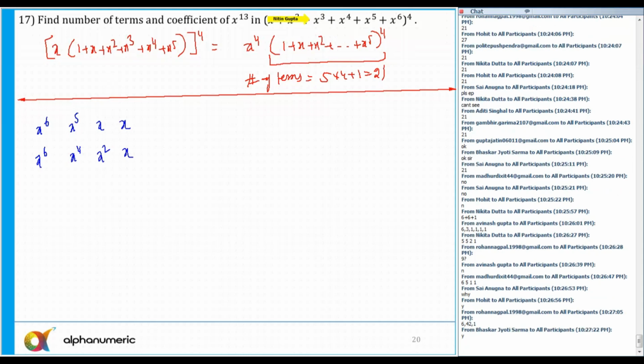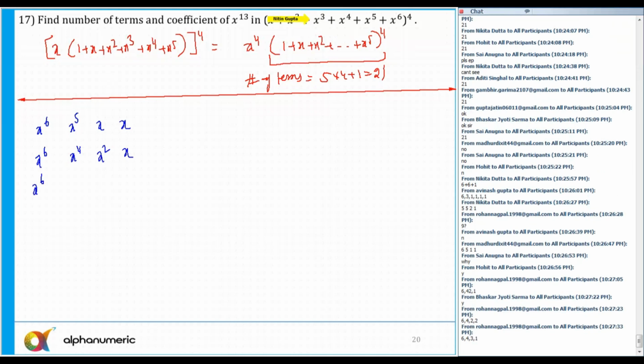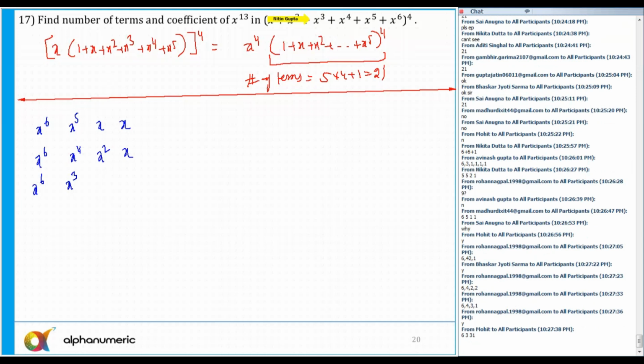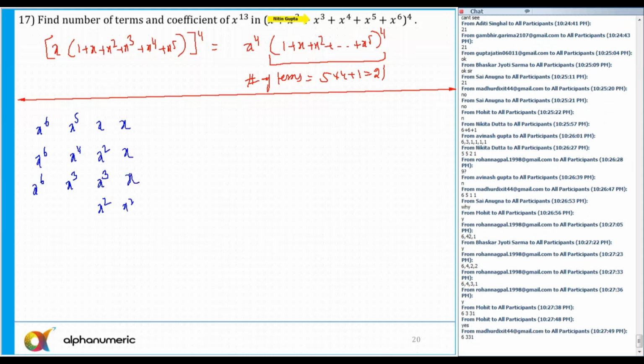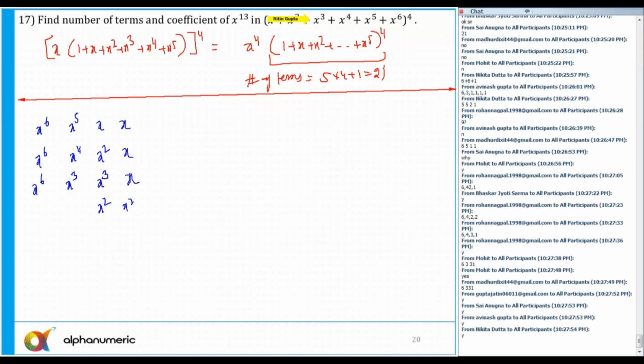It is just like writing 13 as a sum of 4 natural numbers. I can say x raised to power 6, then I can say this is x cube. 6 plus 3 is 9. We need 4 or more. So I can say probably x cube and 1 and then x square and x square. But don't you think there will be a lot of possibilities, isn't it? So 3, 3 and 1 here.